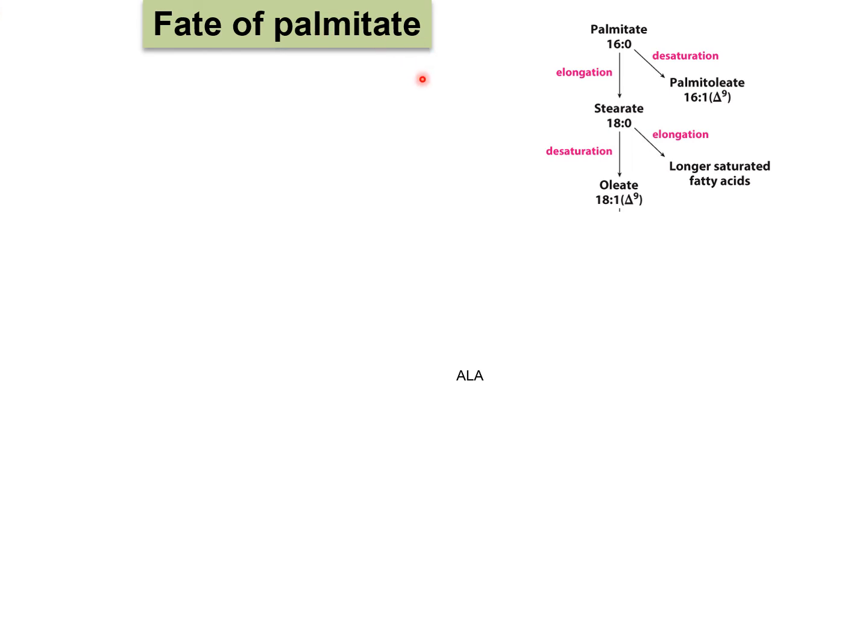What about the fate of palmitate? So we have made our 16-carbon long hydrocarbon chain, and this can be further desaturated into palmitoleate. So there's one double bond introduced between carbon 9 and 10, or it can be further elongated by the addition of 2 additional carbons, which leads to the generation of stearate. This then can also be further elongated into longer, fully saturated fatty acids. Or alternatively, this can also be desaturated, again at carbon 9, to oleate.